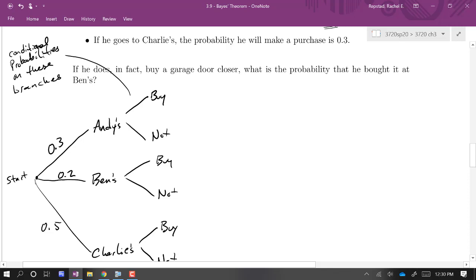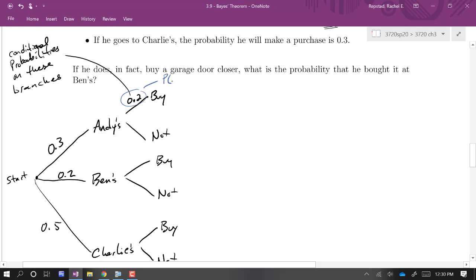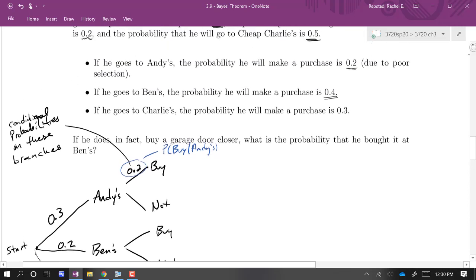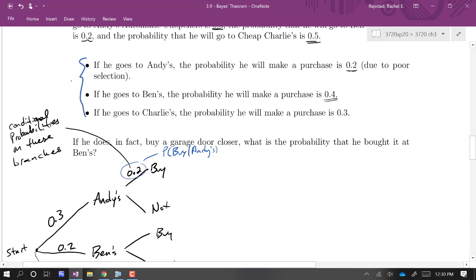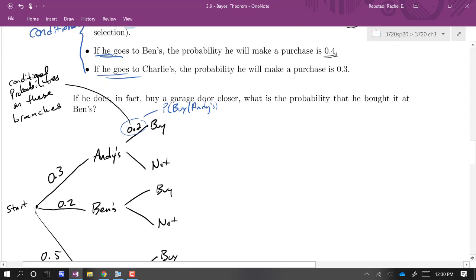So if he goes to Andy's, the probability he makes a purchase is 0.2. And that's because this is the conditional probability that he buys given that he goes to Andy's. That's the information that they gave us here. So the information given in these 3 bullets, these are conditional. If he goes to Ben's, if he goes to Andy's, if he goes to Charlie's, those are conditions. So there's a 0.2 chance he'll buy if he goes to Andy's. That means there's a 0.8 chance he doesn't buy.